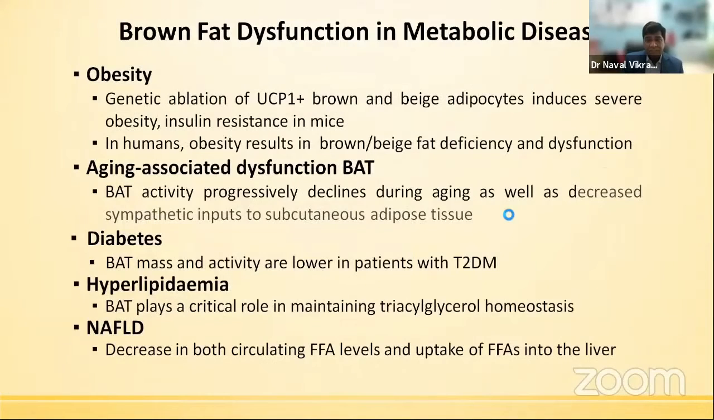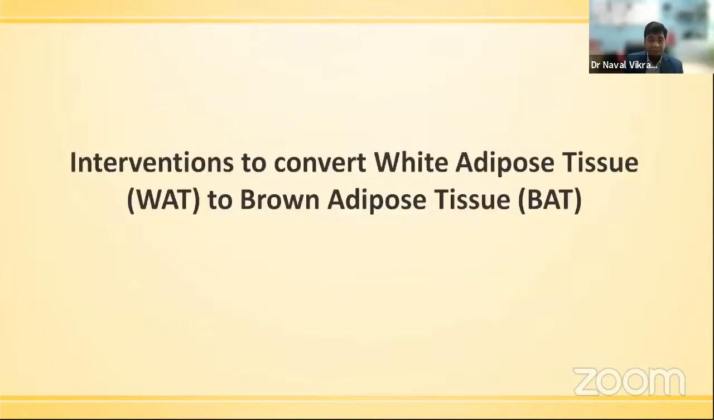Now, we have seen that a brown adipocyte has several metabolic functions, and in animal studies, it has been seen that dysfunction of this adipocyte can lead to metabolic diseases such as obesity. It has been seen that ablation of the uncoupling protein 1 adipocyte induces severe obesity and insulin resistance. And aging also leads to a decrease in this tissue. Fat mass and activity have been shown to be lower in patients with diabetes, dyslipidemia, and also in non-alcoholic fatty liver disease.